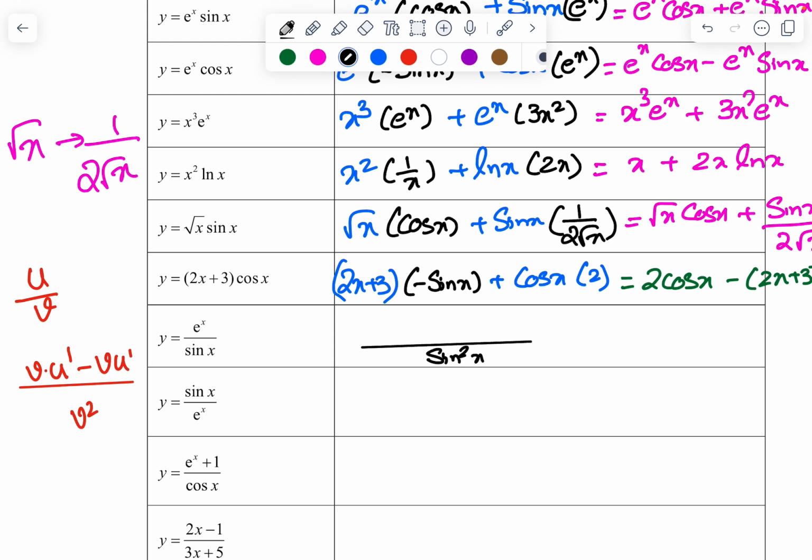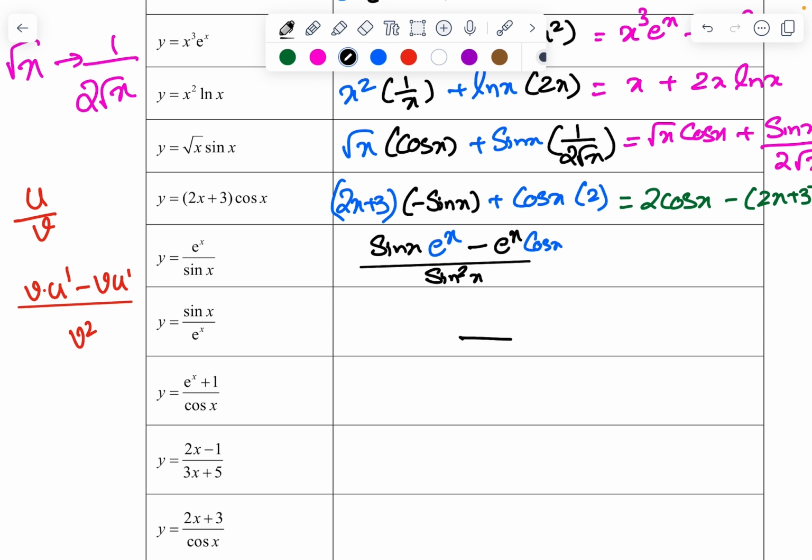Sin square x, sin x. Then e power x derivative is e power x minus next e power x as it is, sin x derivative is nothing but what? Cosine x. That's going to be the answer.